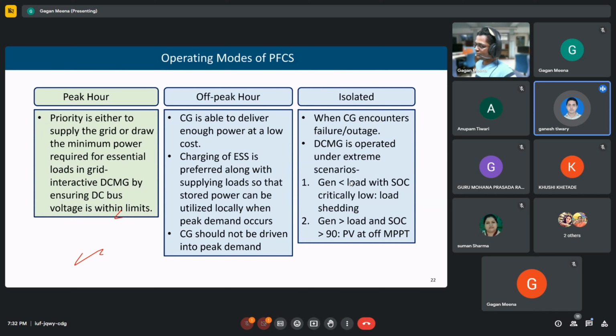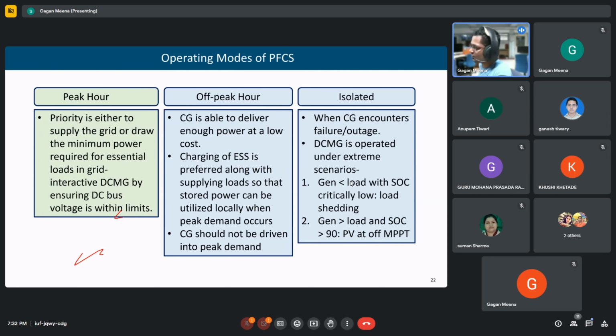If it is off-peak hour and the battery has sufficient charge, then the battery can provide. Otherwise, the battery can charge. Because it is off-peak hour, if we take from the grid, it will not be costly since peak is not there. And if we do not take from the battery, the battery life cycle will also increase.